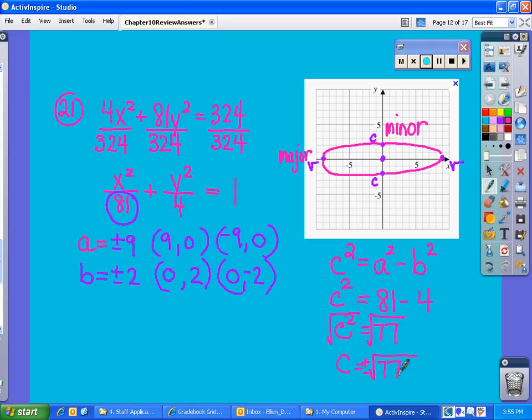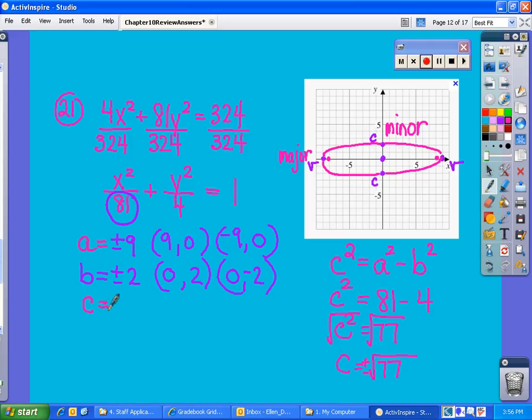Remember, the foci will appear on the same axis as the vertices. The square root of 77 is between two numbers. It's between 8 and 9. Therefore, we can find our foci between 8 and 9 on the x-axis, and we can place them in there.